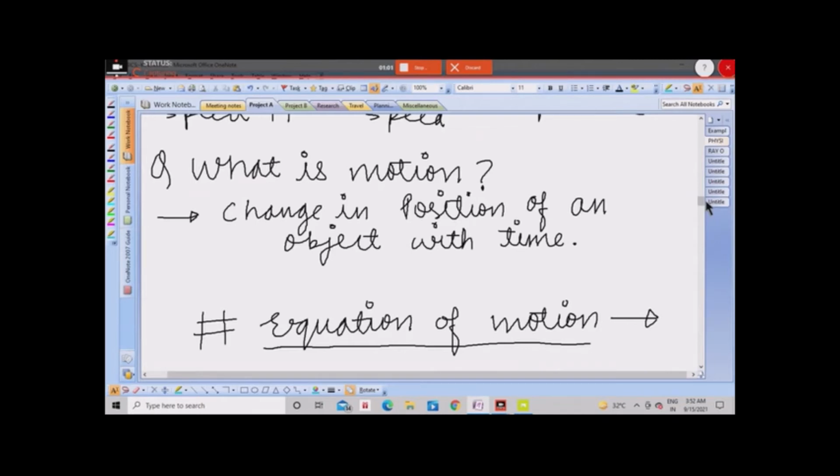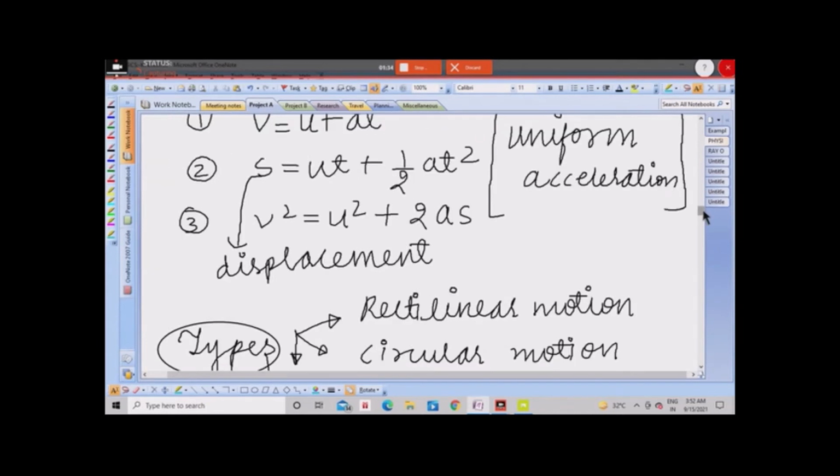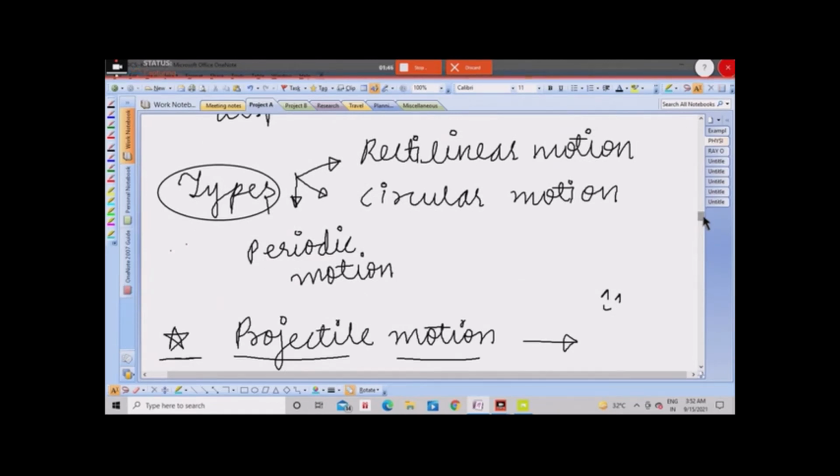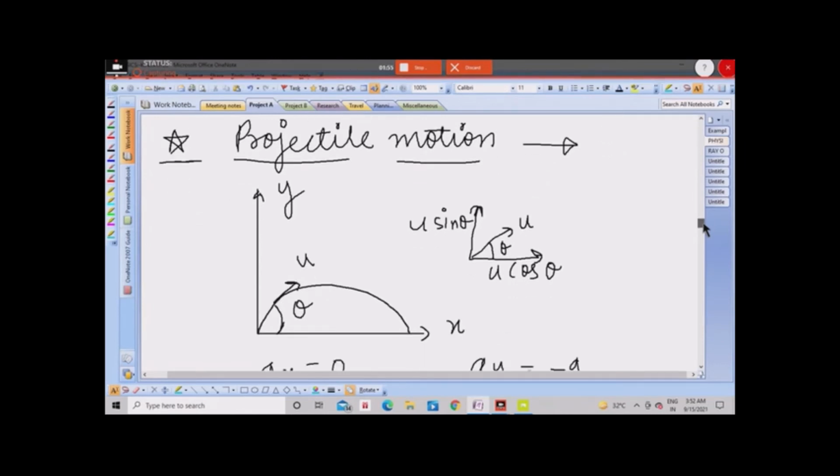The first equation is V is equal to U plus AT, and second is S is equal to UT plus half AT square, where S is displacement, and third one is V square is equal to U square plus 2AS. These three equations of motion are used when acceleration is uniform. Now types of motion, that is rectilinear motion, circular motion, and periodic motion. Here we are discussing projectile motion.